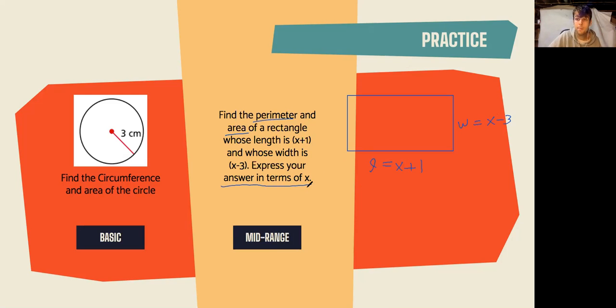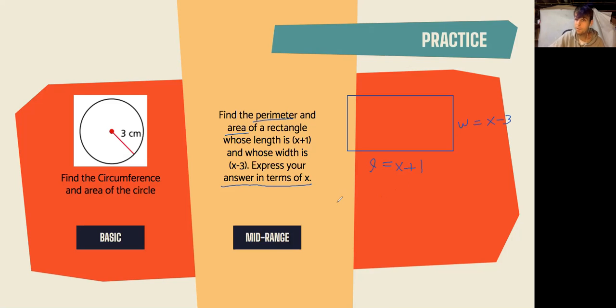So in this case, I am not going to get a number. I'm not going to be able to say my perimeter is 17 or my area is 34. I'm not going to be able to get an actual number answer here. My answer is going to be a variable expression in terms of x. So let's go ahead and start with the perimeter.